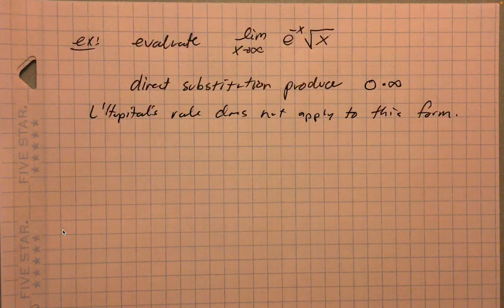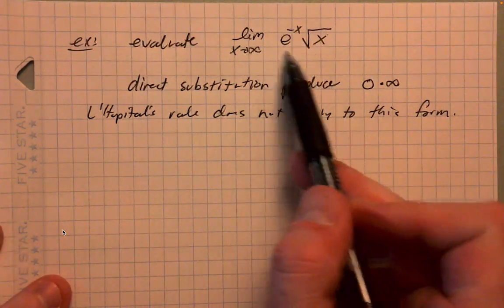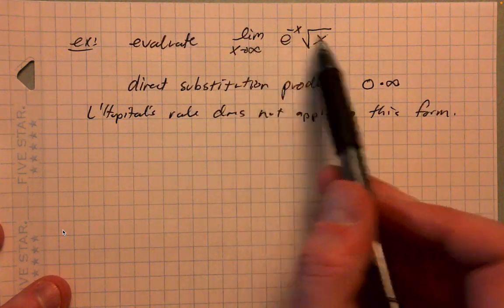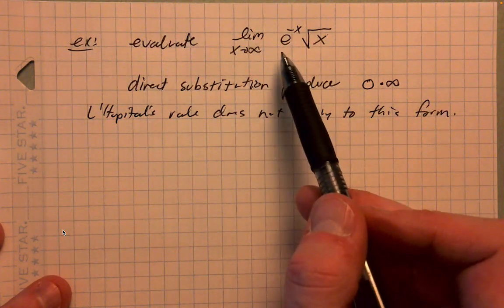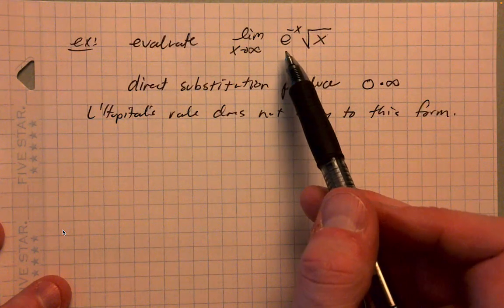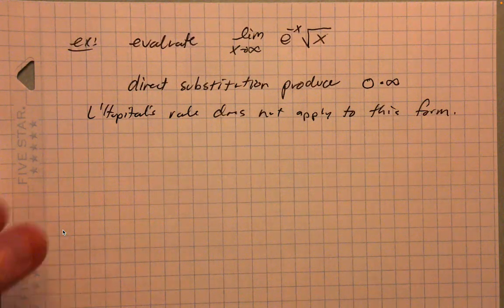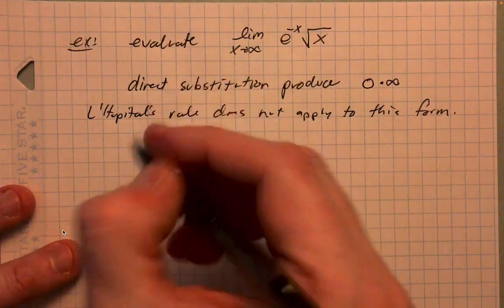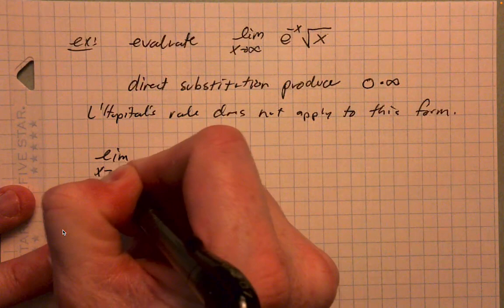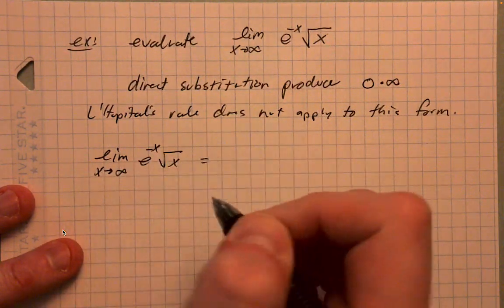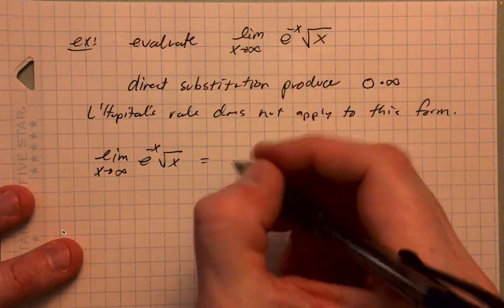Okay, but if you just look at this for a second, you can probably easily see how we could maneuver this expression to make it look like something that L'Hopital's rule can address, right? So in particular, we could rewrite this. So instead of e to the negative x times the square root of x, we could write square root of x over e to the x.